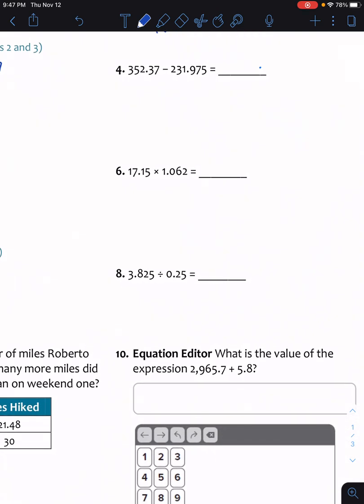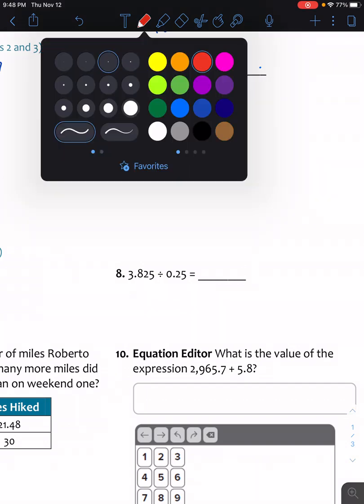For number 4, again, subtraction. So 352.37 minus 231.975. Again, we need that filler 0 to be able to subtract. So the first thing I'm going to have to do is borrow. I'm going to borrow from the 7. Take my pen color back.